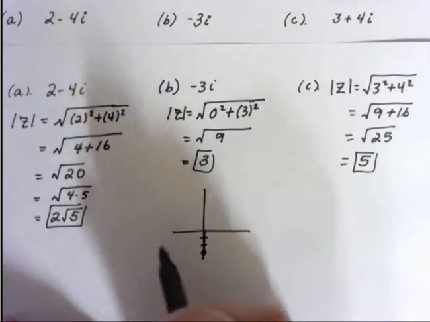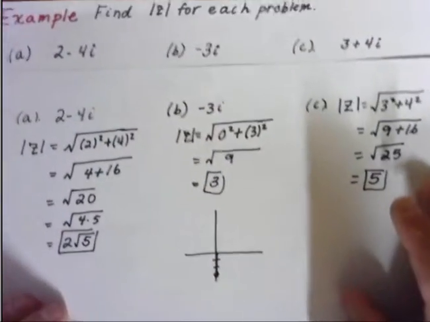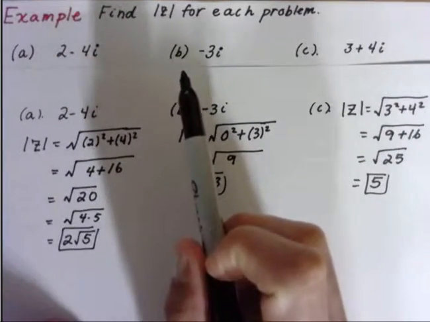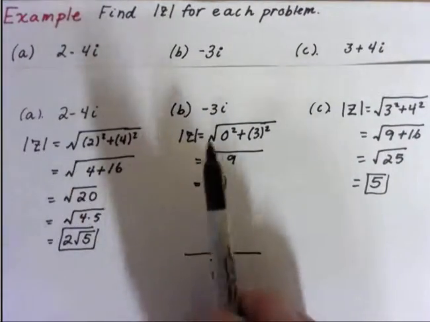Okay, so that's just 3 quick examples of how to find the absolute value or the modulus of a complex number.